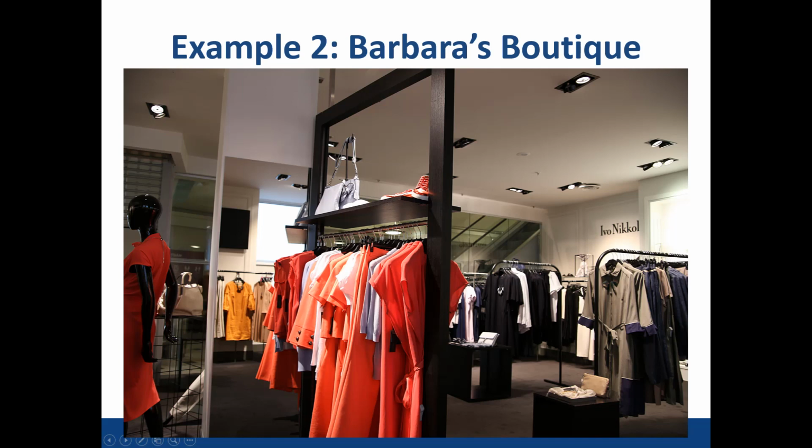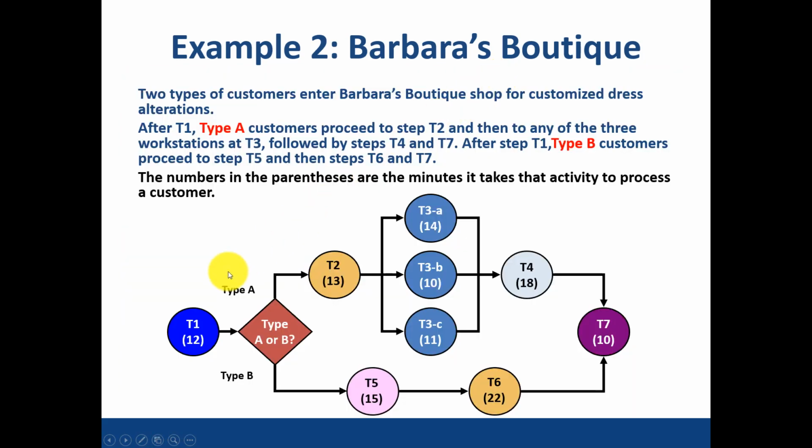Let's just have another one. This is now a boutique, called Barbara's Boutique. And here, once again, we have a flow chart that represents steps and decisions. This rhomboid, by the way, represents an if. If that equals A, then it goes in this direction. If that equals B, it will go in that direction.